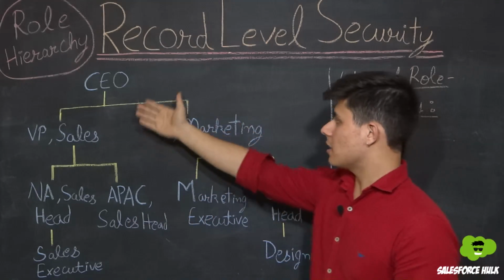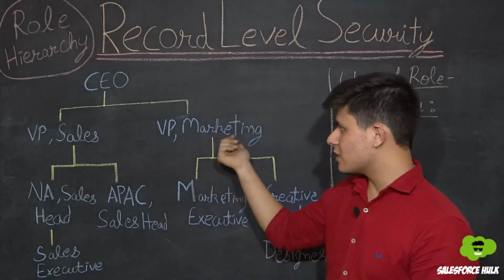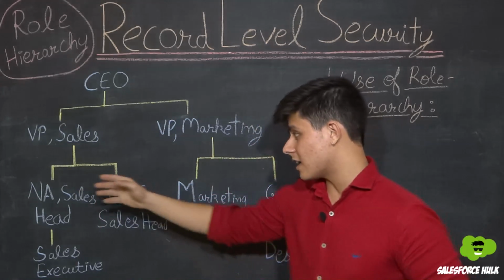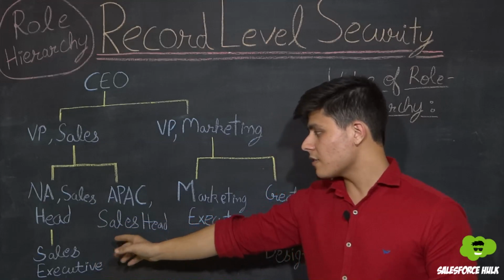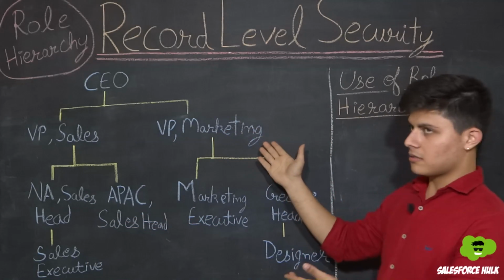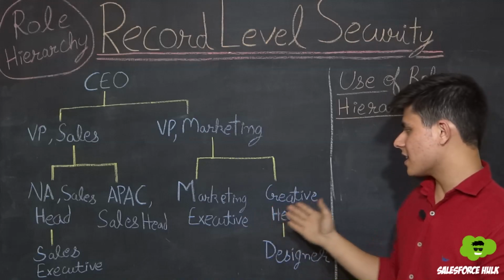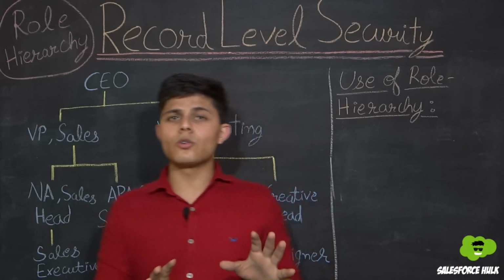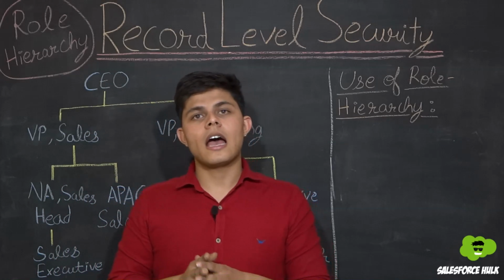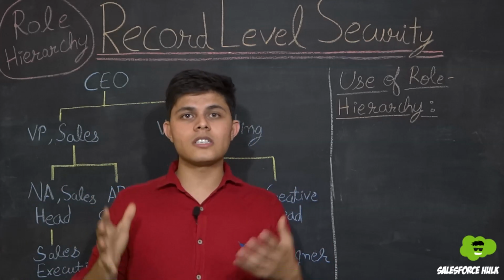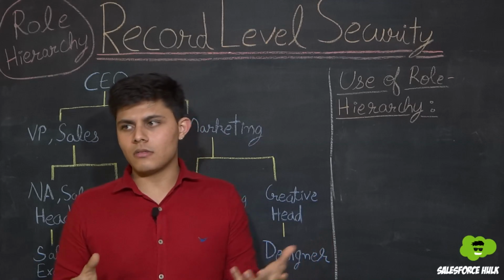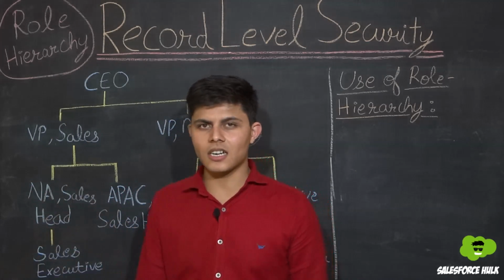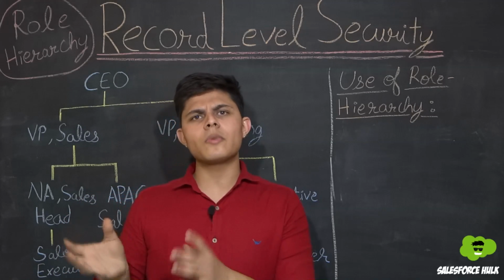We have CEO, and under CEO we have VP of Sales and VP of Marketing. Under VP of Sales we have North America Sales Head and APEX Sales Head. Under North America Sales Head we have Sales Executive, and under VP of Marketing we have Marketing Executive and Creative Head, and under Creative Head we have Designers. So these are particular roles in an organization, and we can assign as many users as we want to a particular role, because there can be many designers, many creative heads, and many sales executives. So we can assign a single role to many users.